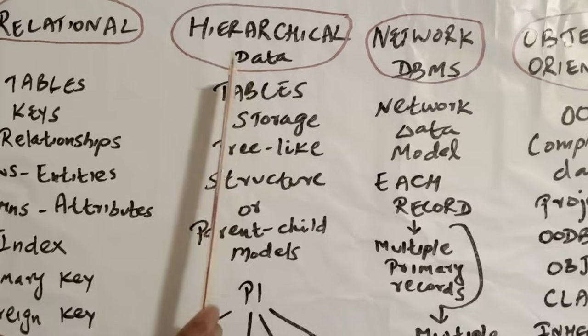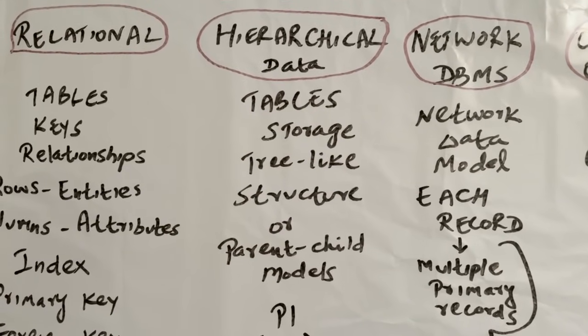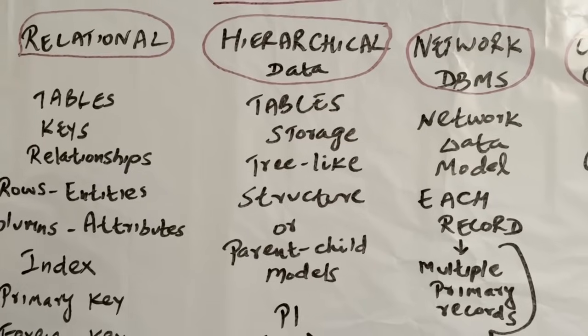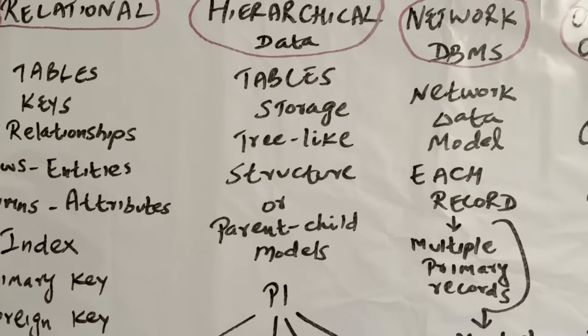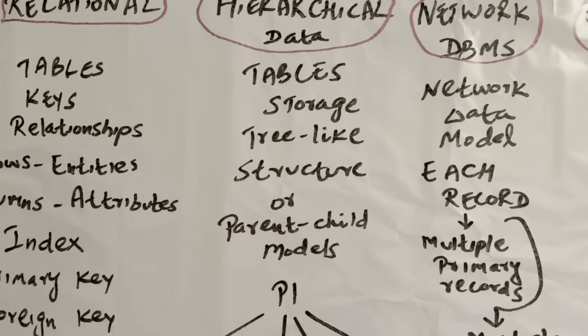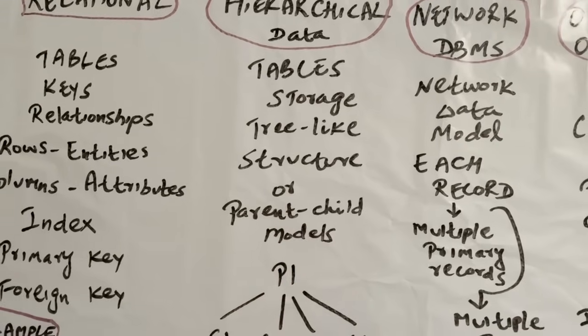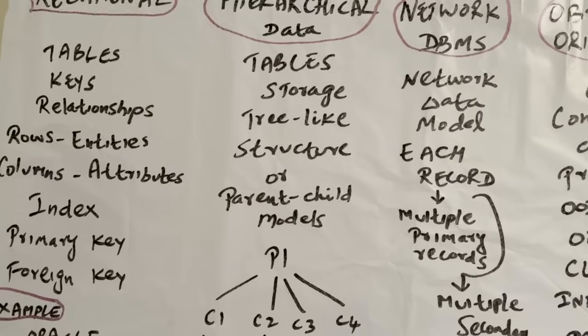The second one we are going to talk about is hierarchical. When we say hierarchical, it's order. We are arranging in a particular order. So there are tables, storage. It's the most common concept. It follows a tree-like structure or a parent-child model. The data model of hierarchical data is parent-child relationships.